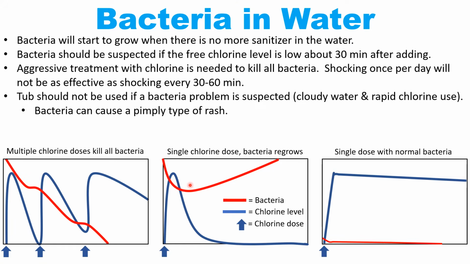The second graph shows high bacteria in a single chlorine dose. The chlorine again drops down quickly, and then the remaining bacteria can continue to grow now that there's no chlorine to stop it. This is why shocking once per day will not usually fix a bacteria issue. The third graph shows low bacteria levels with a single dose of chlorine. The small amount of bacteria are completely destroyed, and then the remaining chlorine will last much longer now that there's no bacteria to use it up.